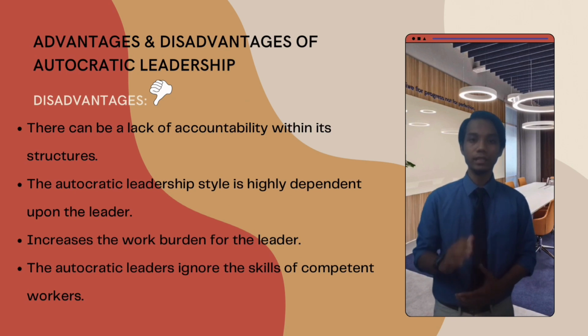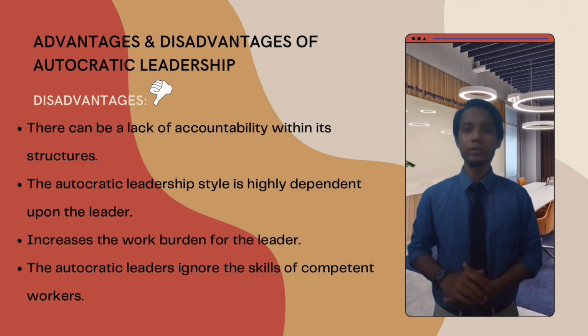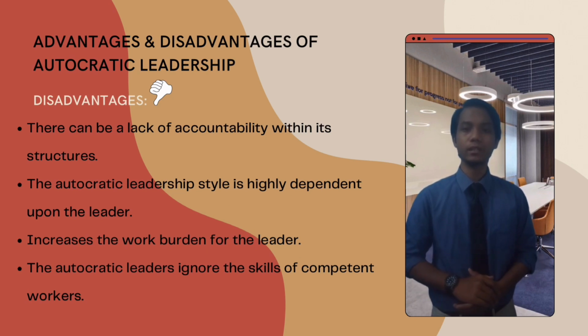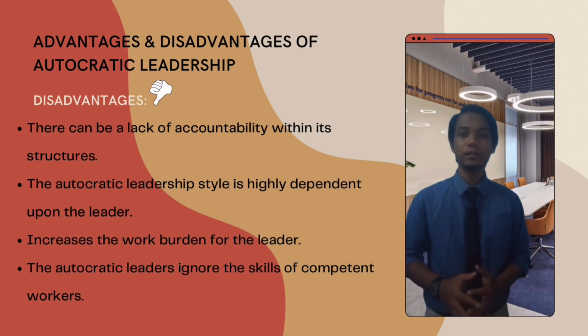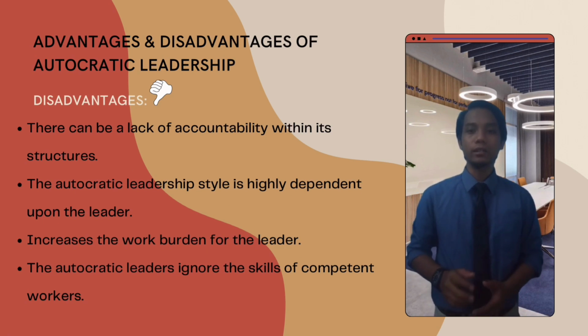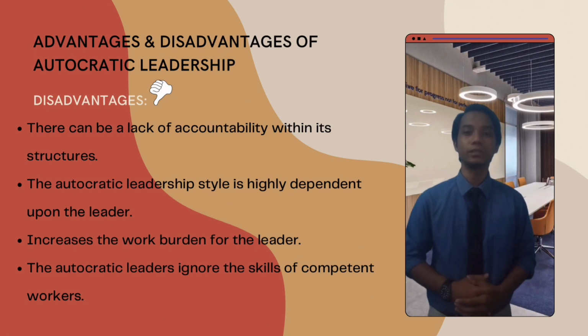The second disadvantage is that the autocratic leadership style is highly dependent on the leader. One of the primary reasons why the autocratic leadership style tends to fail is because it is fully dependent on the skill and knowledge of the leader. If the leader goes away, then the team is unable to function because they only focus on their role. A team can become so dependent on the leader that they stop functioning when their directions are no longer present.